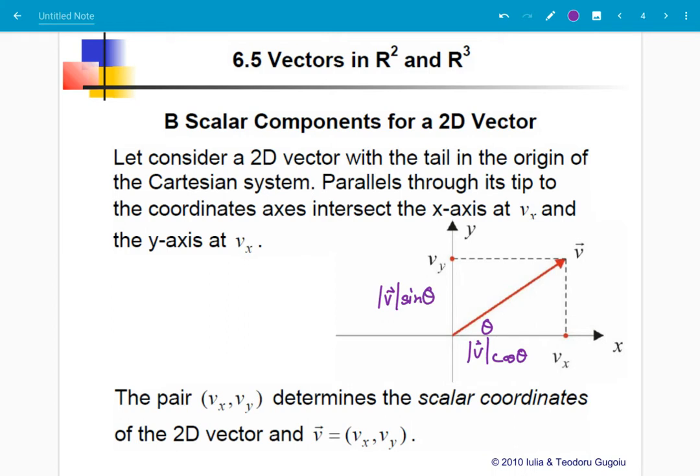Okay, cos and sine, you physics folks will know that really well. It's the x and y component.